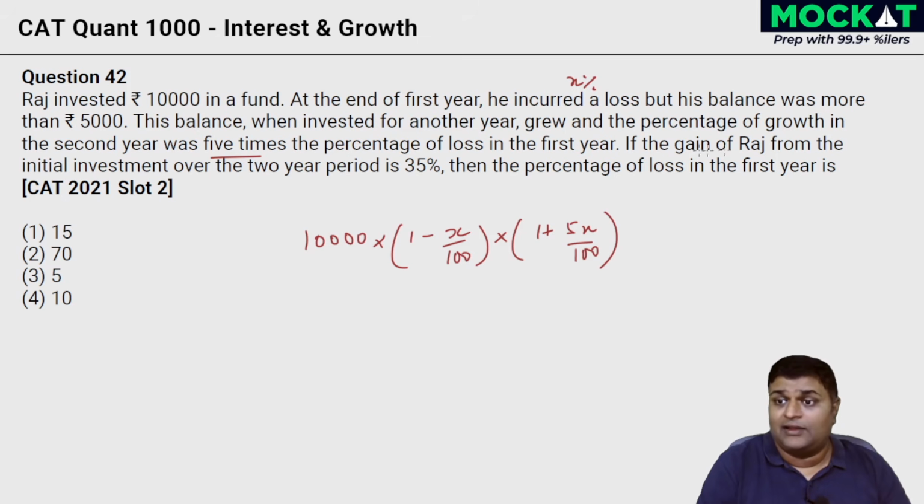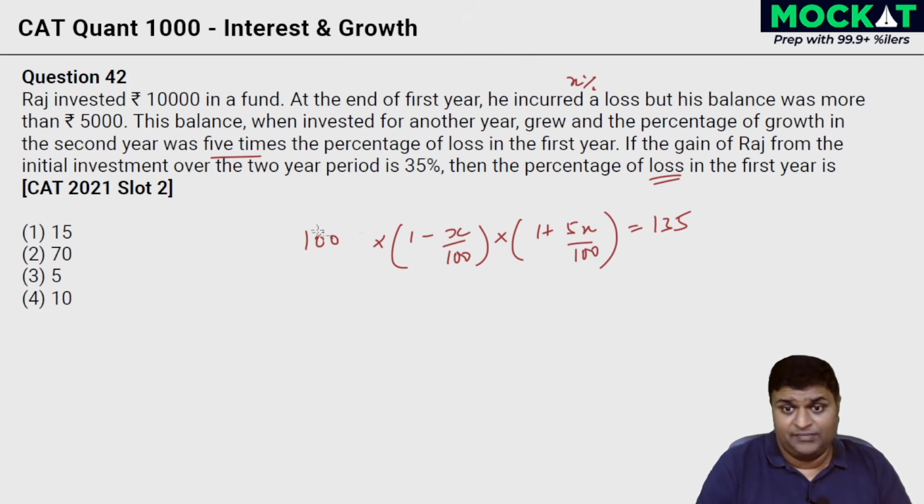If the gain of Raj from the initial investment over the 2-year period is 35%, it's grown by 35%. And what is asked over here? The percentage of loss. We need to find x over here. It doesn't matter whether it's 10,000, 40,000, 70,000. We can take it as 100 rupees, and there has been a 35% growth to become 135 rupees. That's it. So how do we work with this?